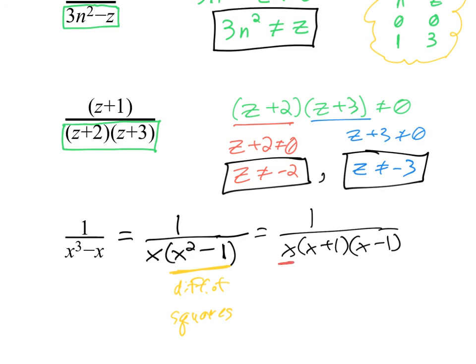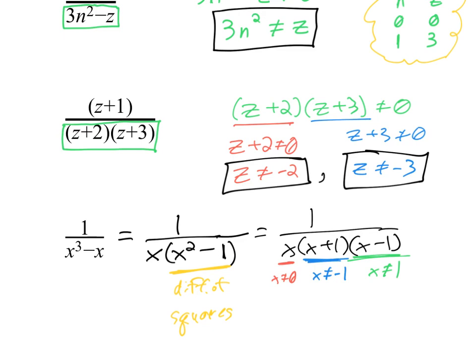We have three different factors. If this first factor was a 0, then our entire denominator would become 0, which is not allowed. If this second factor was a 0, which will happen when x is equal to negative 1, then our entire denominator would once again become 0. And finally, if this third factor was 0, then our denominator would become 0 as well.